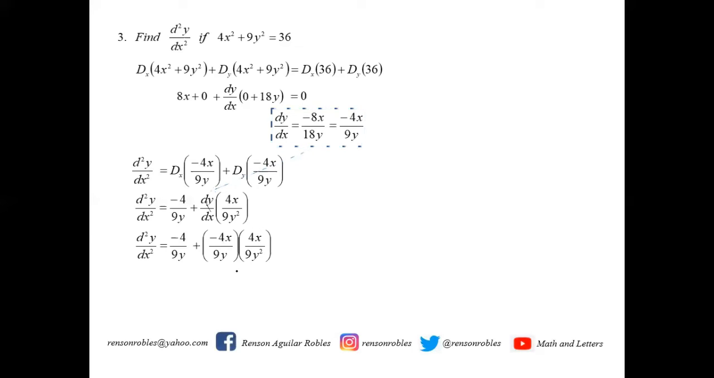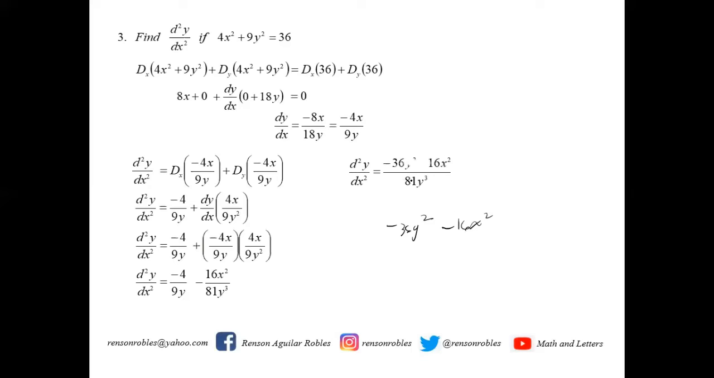Simplifying this algebraically, we shall have negative 4 over 9y. So negative 4x times 4x is negative 16x squared all over 9y times 9y squared, which is 81y cubed. So we shall have negative 4 over 9y minus 16x squared all over 81y cubed. And then writing this as one fraction, we get the LCD, which is 81y cubed. So 81y cubed divided by 9y is 9y squared, times negative 4 will give us negative 36y squared. And then 81y cubed divided by 81y cubed is 1, times 16x squared is negative 16x squared.